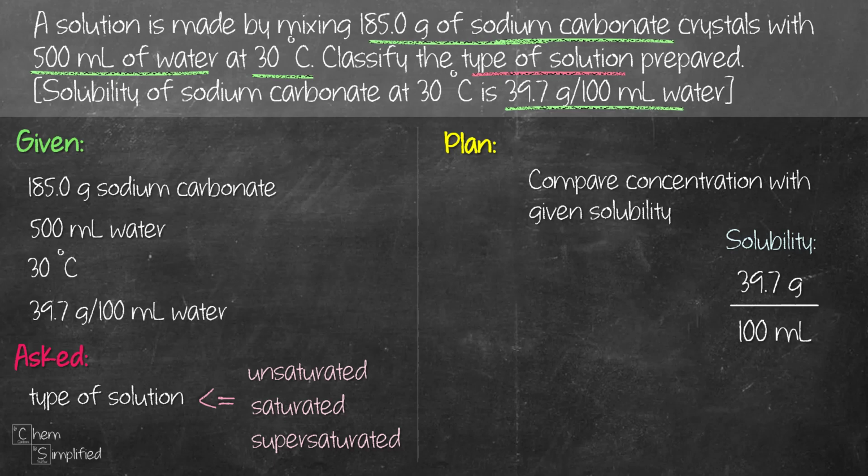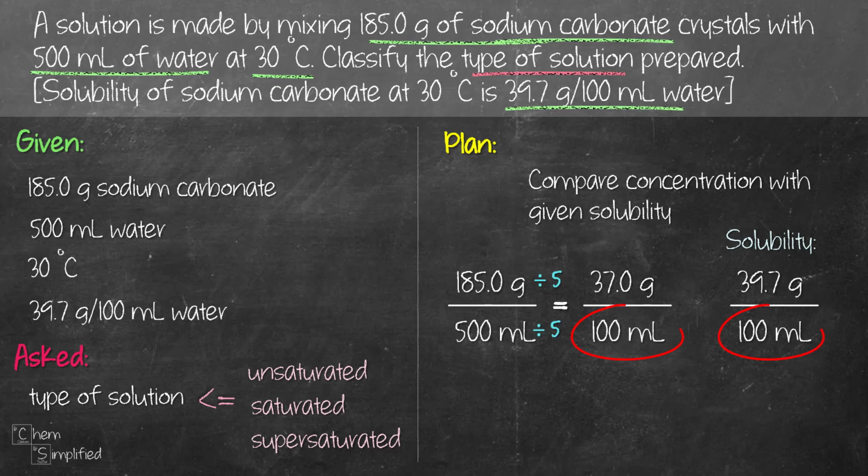Now the concentration of the solution that's prepared is 185 grams of sodium carbonate over 500 ml of water. If you notice, the volume of water is not the same, so it will be a little bit difficult to compare. So we need to make sure that we're comparing apples to apples. So what I'm going to do is divide both numbers by 5 so that it's going to give us the mass of the solute divided by the same volume of water, which is 100 ml.